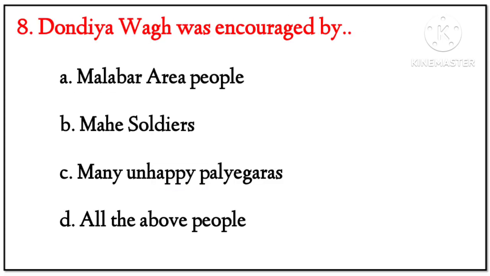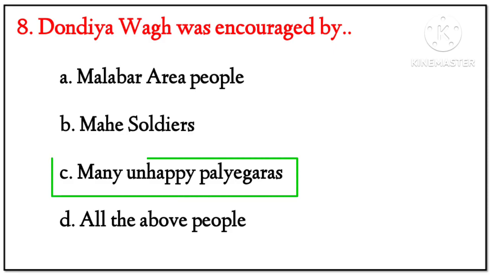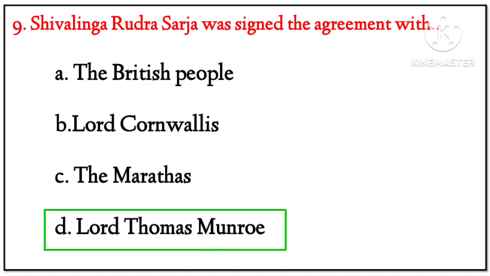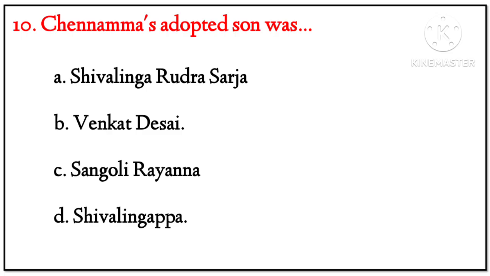Eighth one, Dhondia Wag was encouraged by, options are Malabar area people, Mahe soldiers, many unhappy Palegars, and all the above people. Our right option is here third one, many unhappy Palegars. Ninth one, Shivalinga Rudra Sarja signed the agreement with, options are the British people, Lord Cornwallis, the Marathas, and Lord Thomas Munro. Our right option is here the final one, D, Lord Thomas Munro.